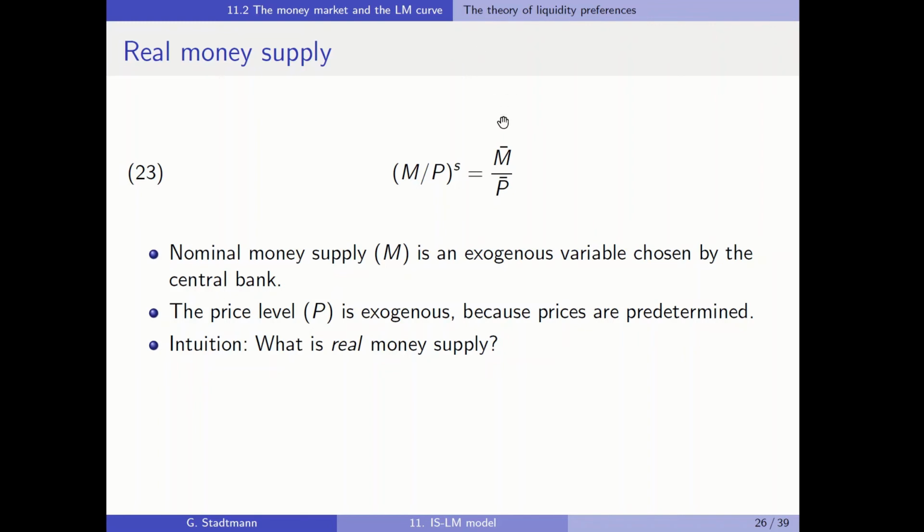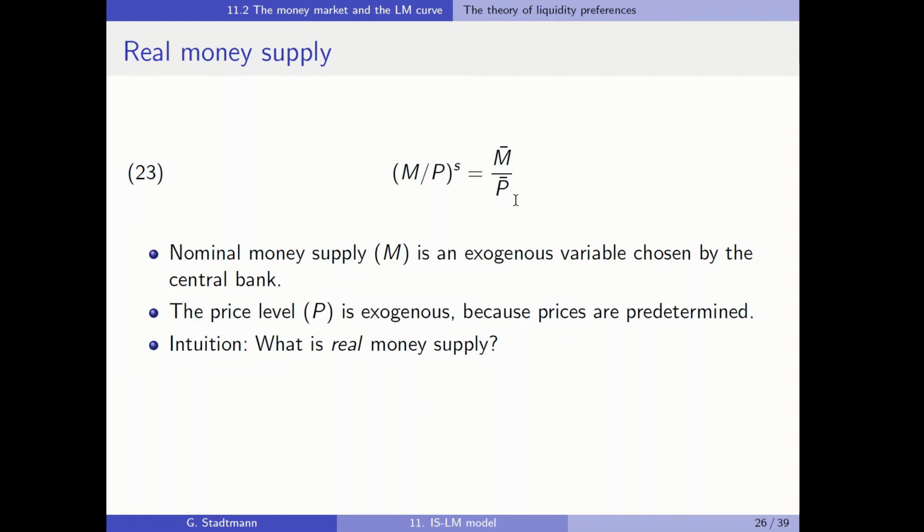Real money supply is given by the ratio of nominal money supply over the price level. There is a bar above nominal money supply because nominal money supply is an exogenous variable which is chosen by the central bank. Also, the price level P is exogenous because prices are predetermined. Real money supply. What is that?